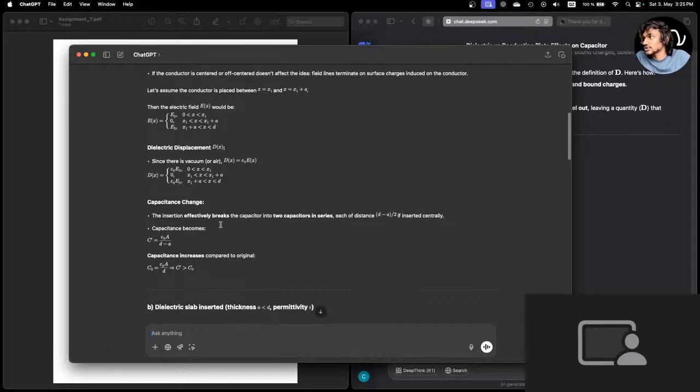Capacitance change. The insertion effectively breaks the capacitor into two capacitors in series, each of distance d minus a by 2 if inserted centrally.